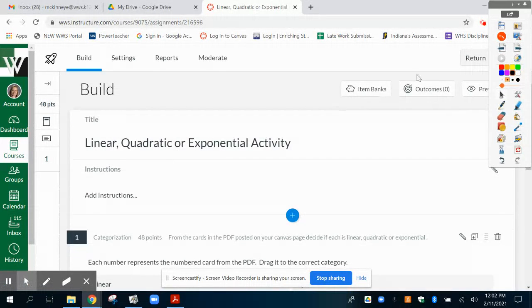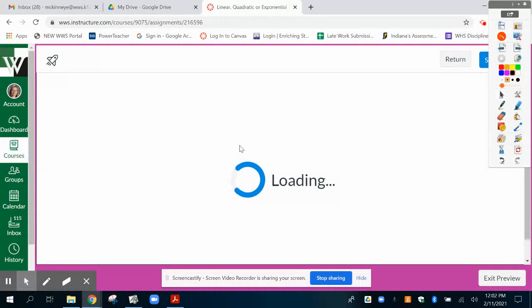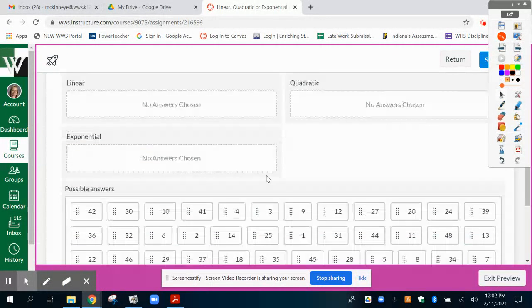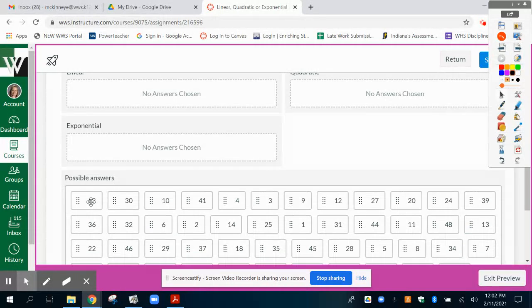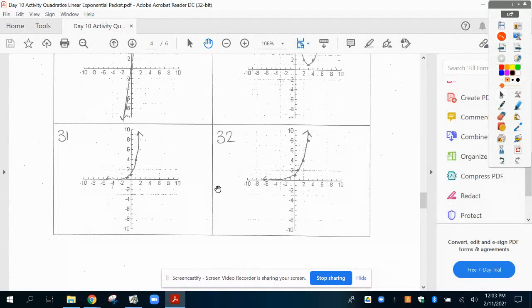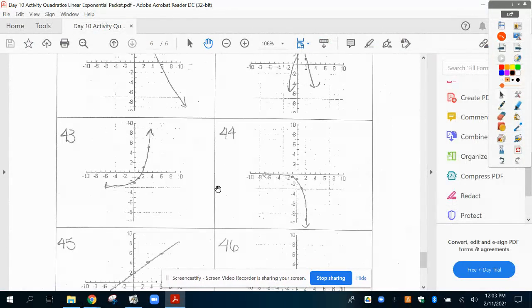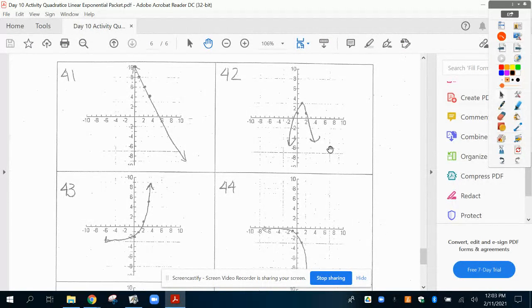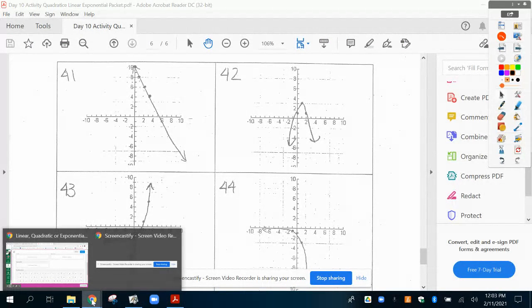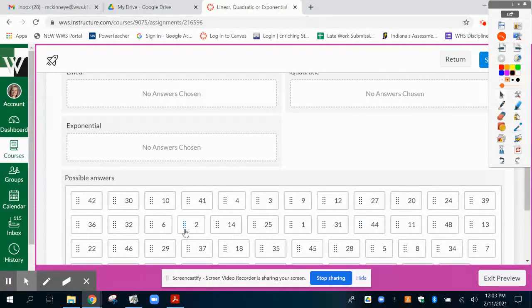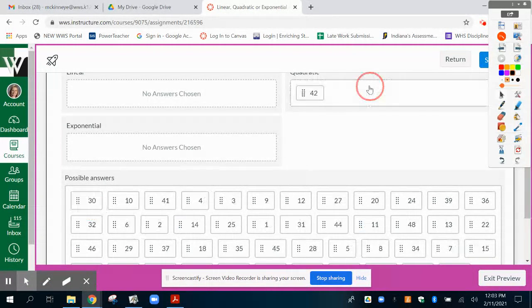when you're actually looking at this assignment, you'll just pick each card and drag it into the appropriate place. So if card number 42, you look at the activity, see what 42 is. 42 is a U, so that's a quadratic. So then you will drag the card number 42 into being a quadratic.